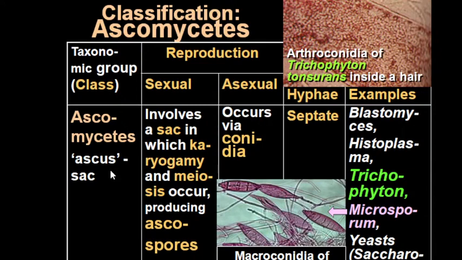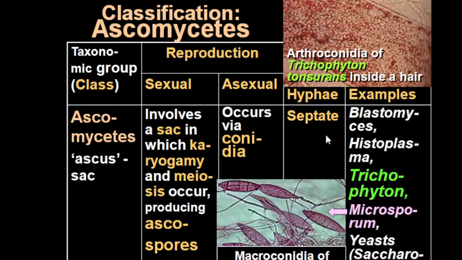Then the second group is Ascomycetes, where ascus is a sac. So they also have both types of spore production, sexual, and this happens in a sac in which karyogamy and meiosis occur with production of ascospores. Asco because in a sac-like structure. And asexual spores are produced via conidia spores. It means not in a sac, but freely on the top of the conidia spores. And usually macroconidia are produced.